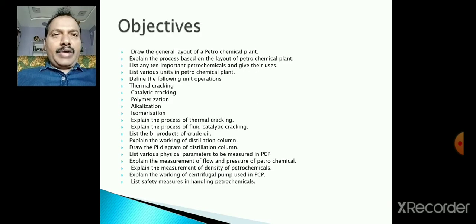So in the previous class we have discussed the layout of the petrochemical plant, and we have taken each block and explained the process based on that layout. And we have listed down 10 important petrochemicals and their applications. And we have defined various important processes, that is thermal cracking, catalytic cracking, polymerization, alkylation and isomerization.